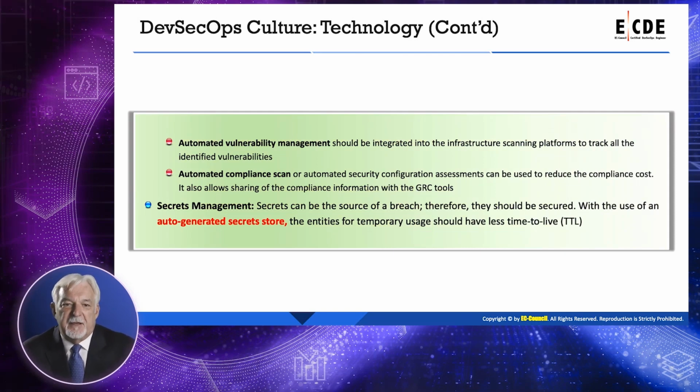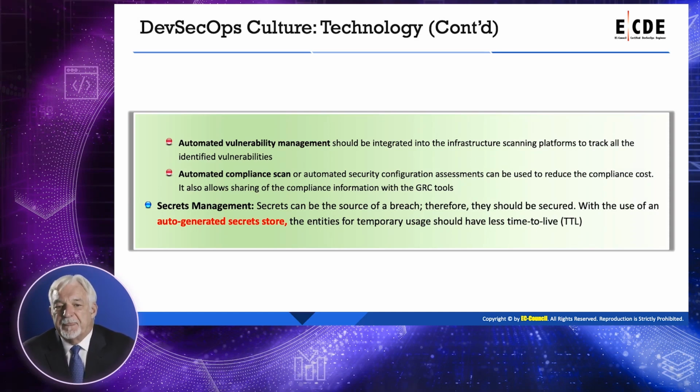Technology continued again. Automated vulnerability management should be integrated into the infrastructure scanning platforms to track all the identified vulnerabilities. Automated compliance scans or automated security configuration assessments can be used to reduce the compliance cost. It also allows sharing of the compliance information with the GRC tools, which is your governance, risk, and compliance tools up in the security function, typically.